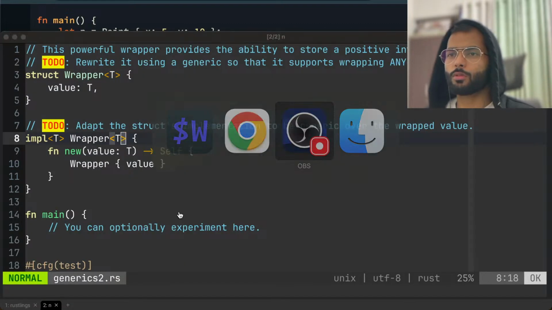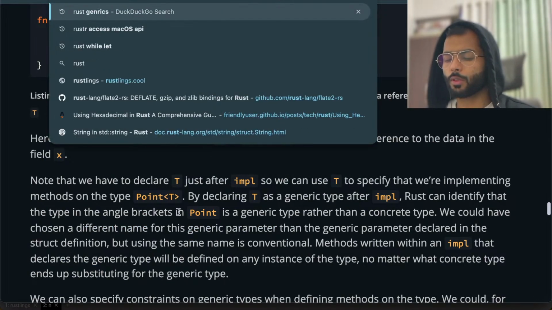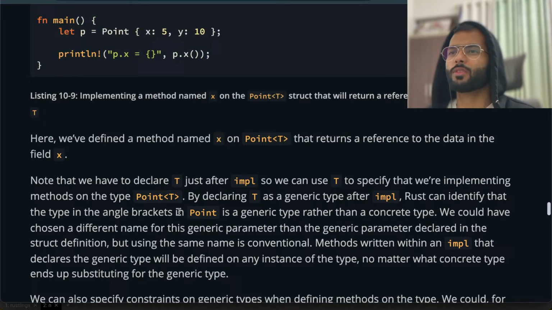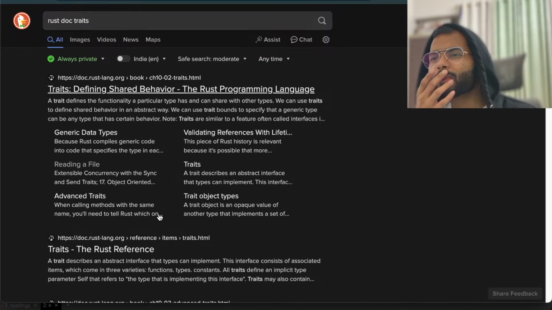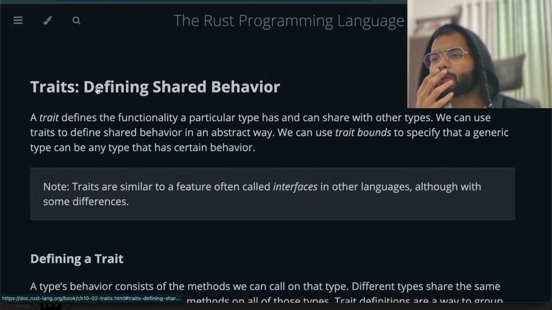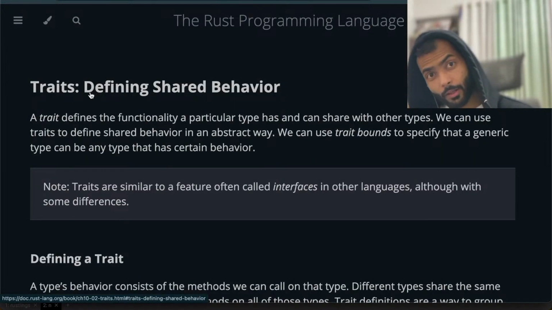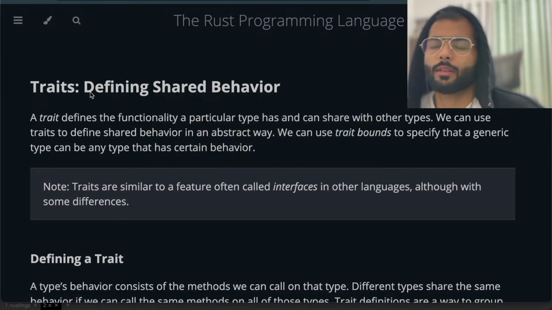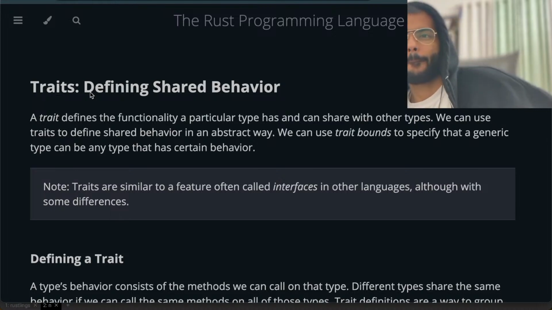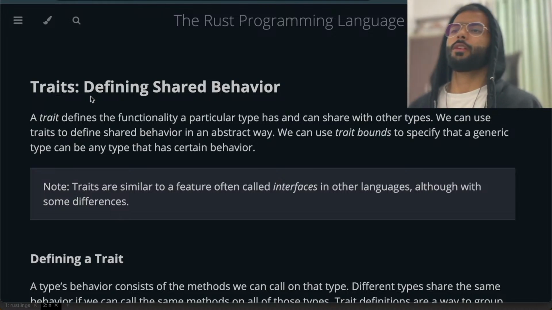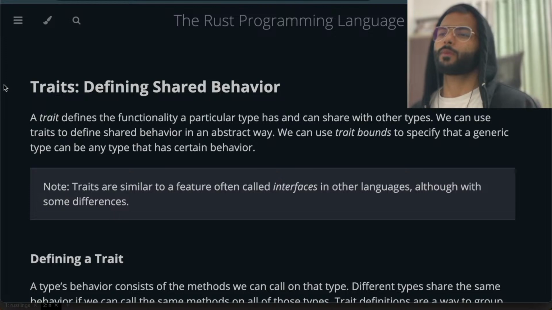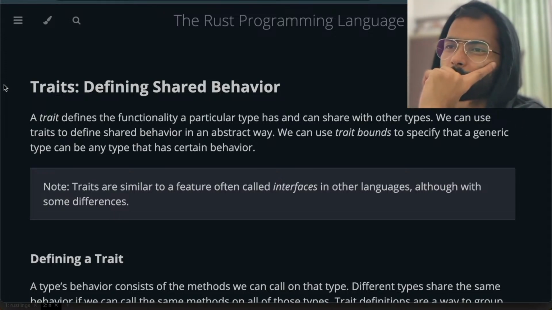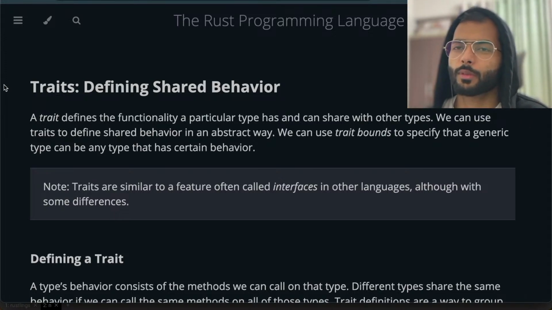I don't know much about traits. Rust doc, traits define shared behavior. My eyes are actually burning today. I'm not sure how long I can actually stream, but yeah, traits define shared behavior. A trait defines the functionality a particular type has and can share with other types. We can use traits to define shared behavior in an abstract way.